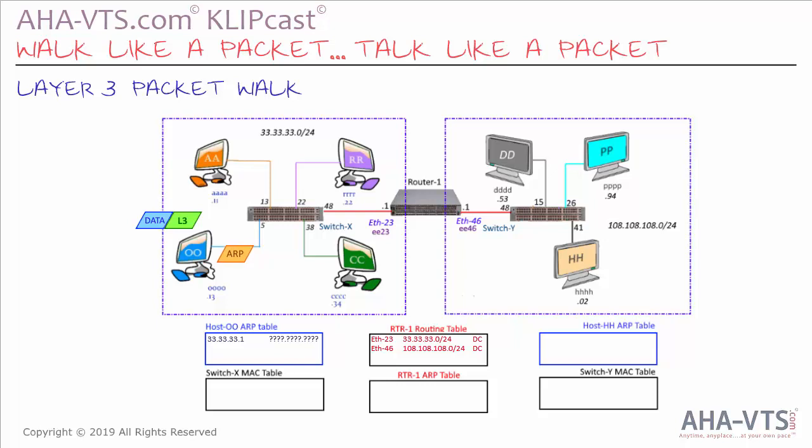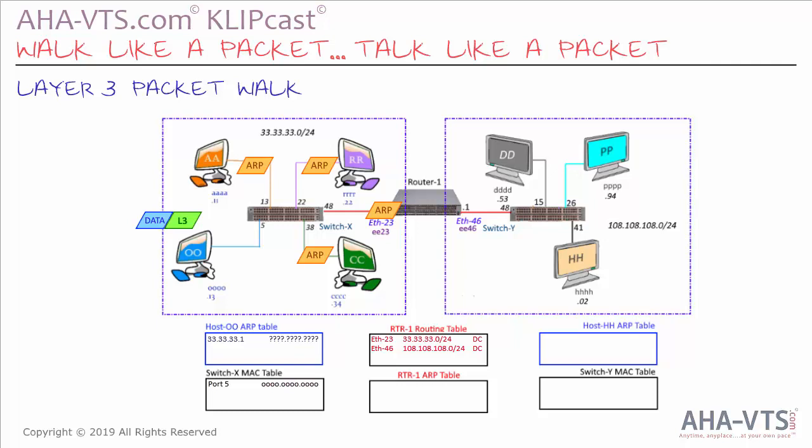33.33.33.1. When the ARP request reaches switch X, it will make a note of host 00's MAC address and the port on which it received the request. Again, port 5. Then switch X proceeds to send the request out all ports with the exception of the port to which the request was received on.